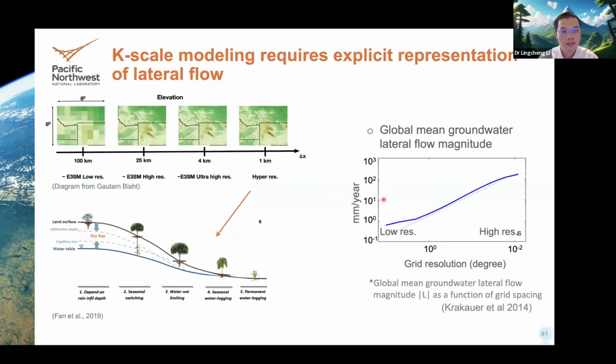And here is another study showing the relationship between grid resolution and the lateral flow magnitude. The x-axis goes from low resolution to high resolution, and you can see that as the resolution increases, the magnitude of the lateral flow increases significantly and becomes more and more non-negligible.